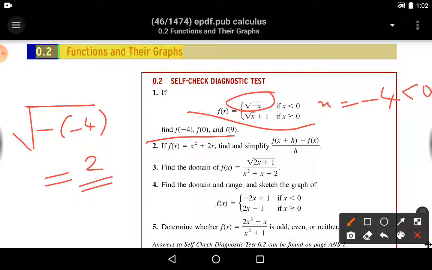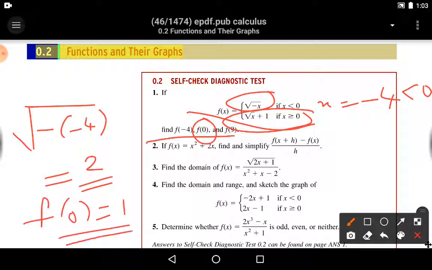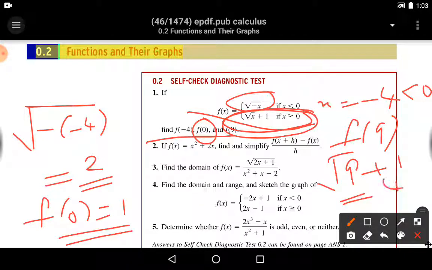And for f of 0, the function value is defined as root x plus 1 if x is greater than or equal to 0. That is, f of 0 will be equal to 1. Now f of 9. In the case of f of 9, the value will be root 9 plus 1, that is 3 plus 1, equal to 4.